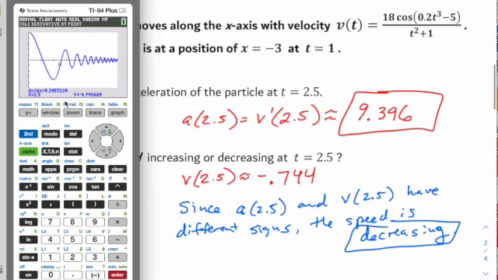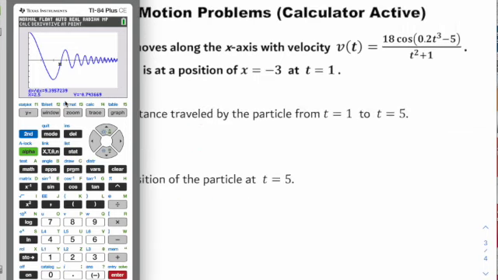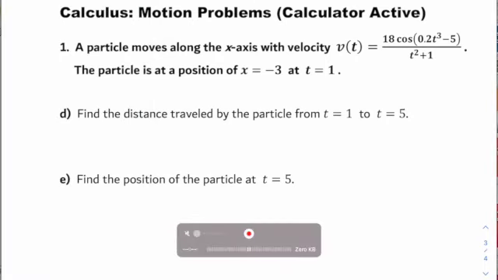Right? Okay, so that's again a classic kind of question asking about speed increasing or decreasing. Know what you're looking for to answer that. You need to know velocity and acceleration having different signs or the same sign. Okay, part D and part E. I mean, longer than a real free response would probably be, but I'm just throwing in a lot of the classics here.